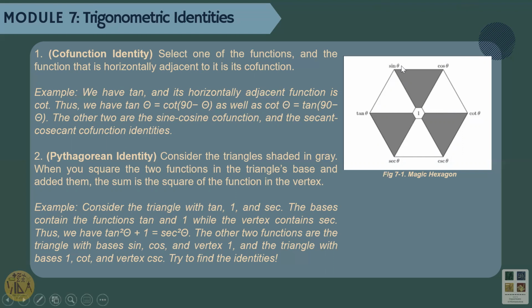You can also form the same relationship with sine, cosine, and 1. Sine squared theta plus cosine squared theta is equal to 1. And lastly, 1 plus cotangent squared theta is equal to cosecant squared theta.